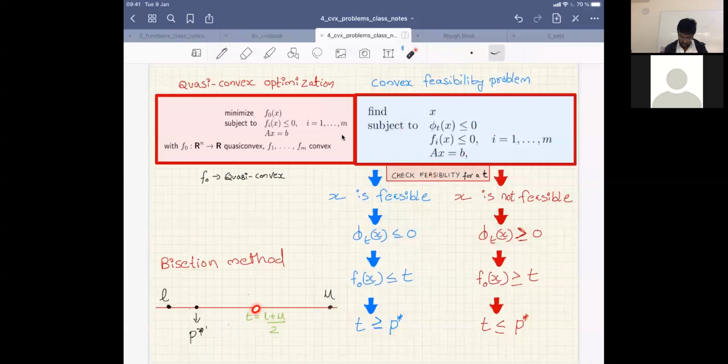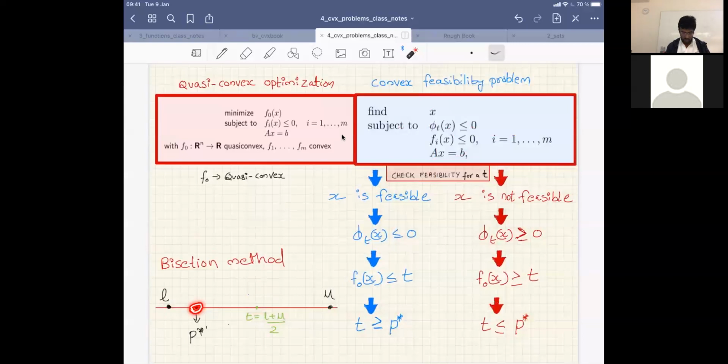Now we saw that at this t, we got t greater than or equal to p, because it's to the right of this, right? Now I replace U with this point and run the algorithm again. We go to the midpoint, fix that as t, and check whether t is greater than or equal to p. This is the basic bisection method. If you continue this, at the end you will be very close to the optimum value.